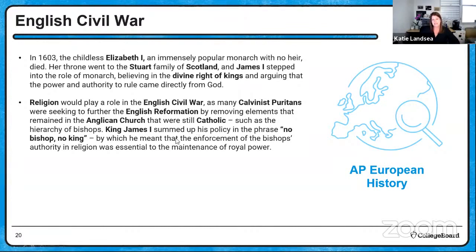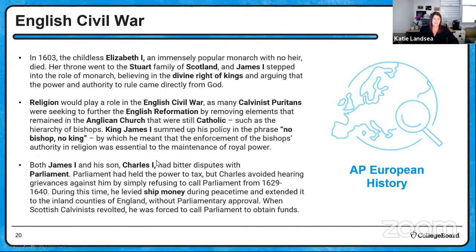And by that, he means that the enforcement of the bishop's authority in religion was really important for staying in power. He thought if someone didn't respect authority in church, they weren't going to respect his authority. So both James I and his son Charles I had really big problems with Parliament. I want you to see this as we are actually contextualizing the English Civil War. We are looking at the problems that are provoked by these two kings that are going to provoke the Civil War to happen in England.